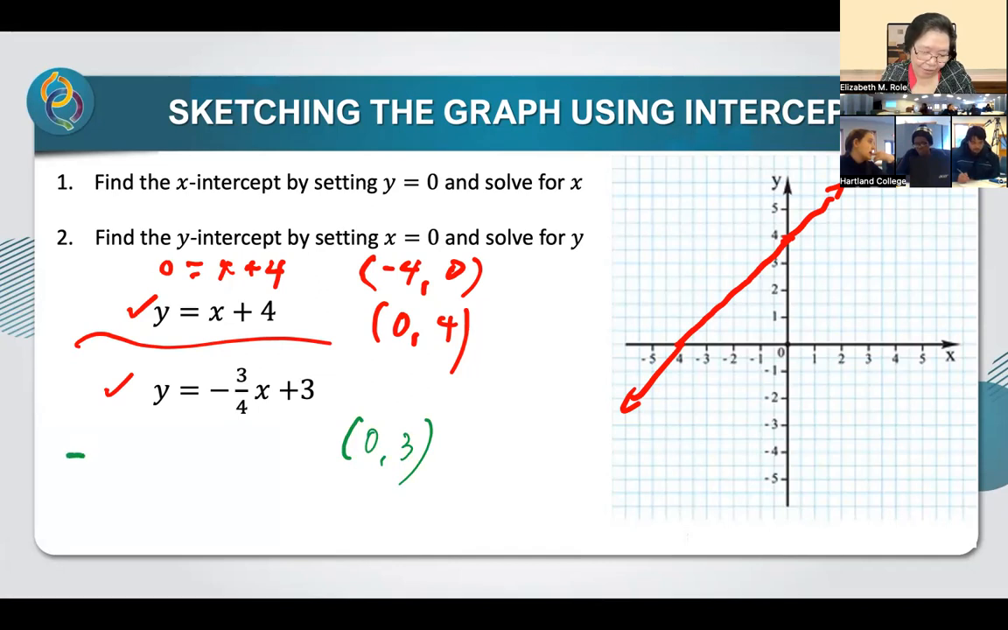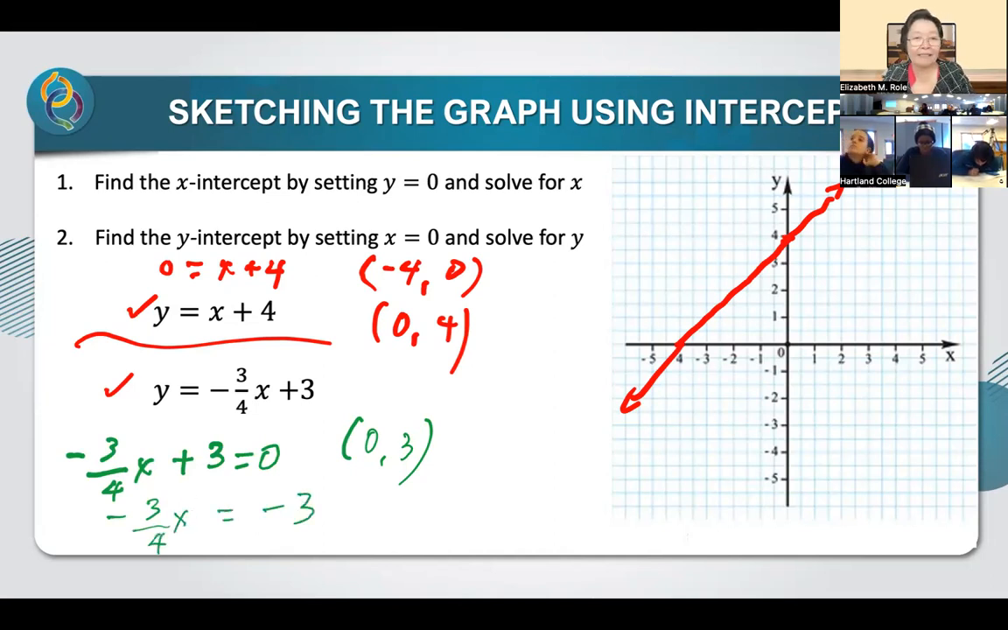So you have now minus 3 over 4x plus 3 is equal to 0, right? Because you set y is equal to 0 and solve for x. So you first transfer, okay? Minus 3 over 4x is equal to minus 3, right? You transfer to the other side.